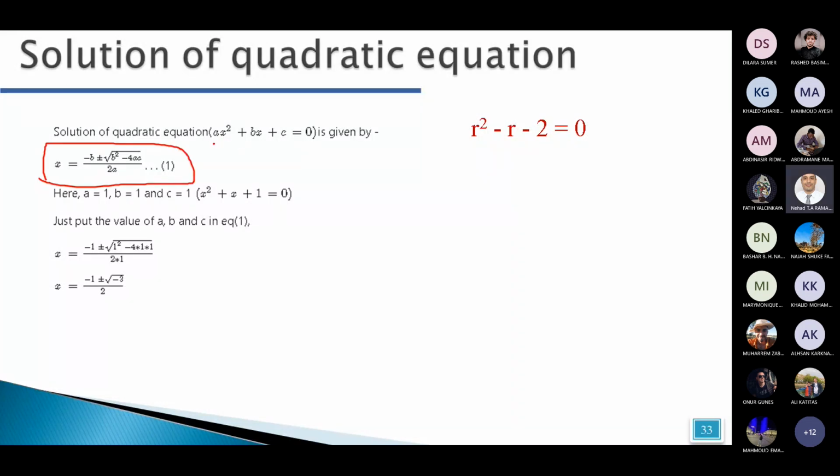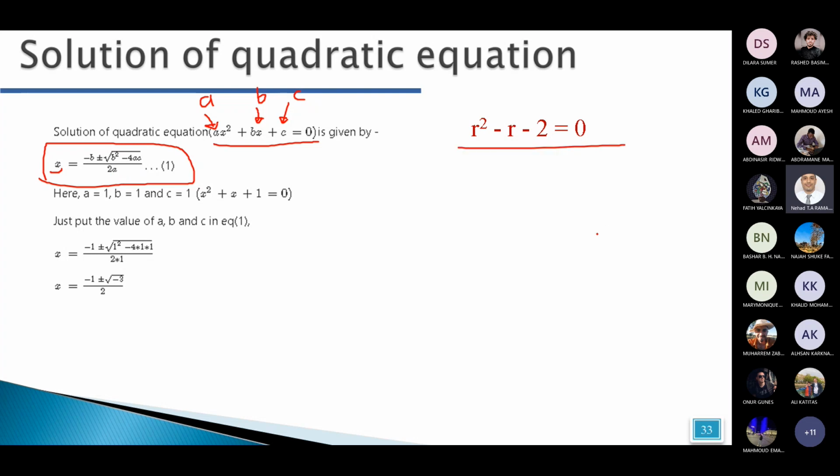If you have a quadratic equation like this, the constant of the square term, we call it a. The constant of the middle term, we call it b. And this constant alone is c. So we will apply this: the solution of x equals minus b plus or minus root of b squared minus 4ac, divided by 2a.